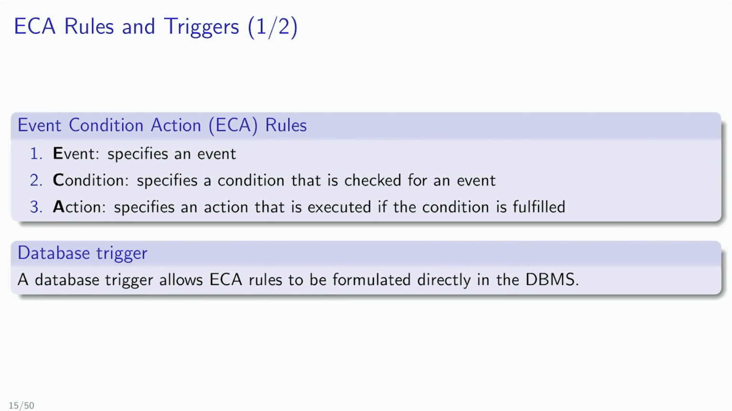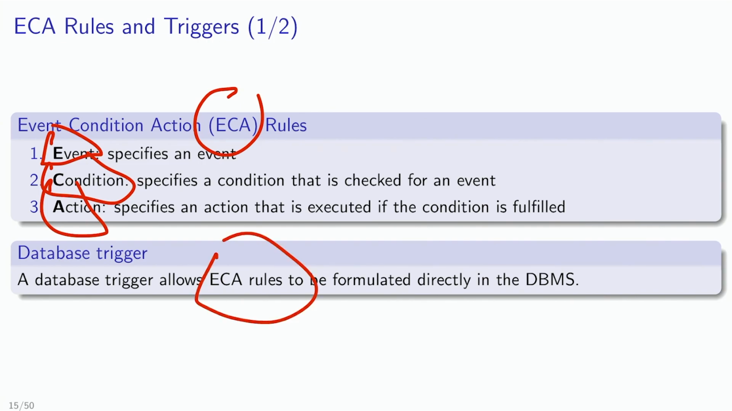Okay, then rules and triggers. That is the idea that you can use to provide consistency in your database. It's based on this ECA pattern, ECA meaning event, condition, action. So you're looking for specific events. An event occurs, something happens, and then you check whether this event fulfills a specific condition, and if that is the case, you perform a specific action. That's called ECA, and it is also used by so-called database triggers. Those are ECA rules that you can formulate directly in the database system.